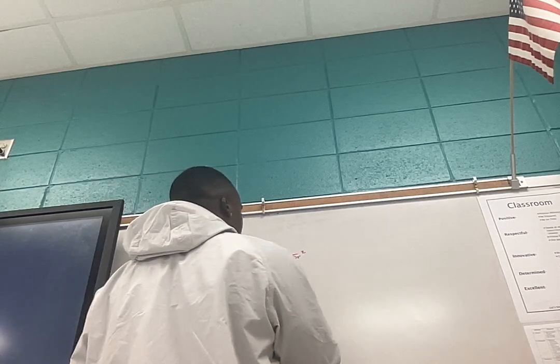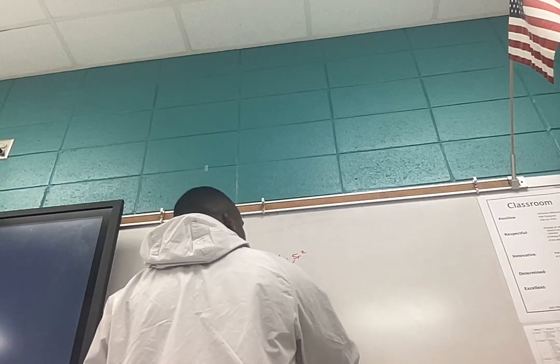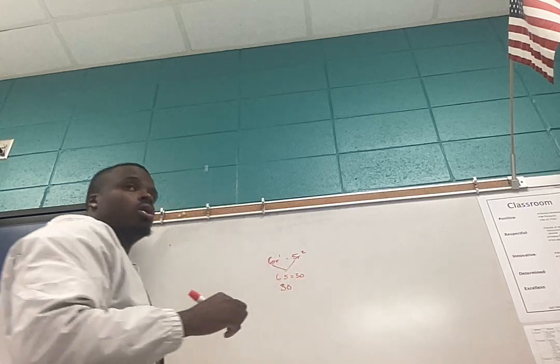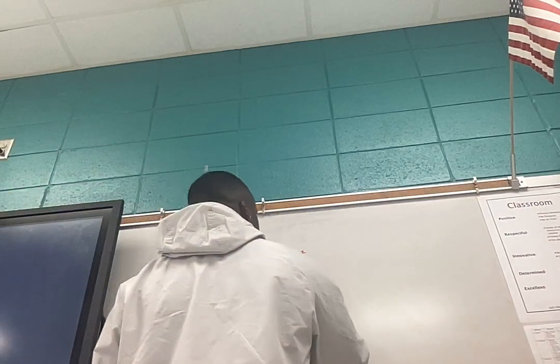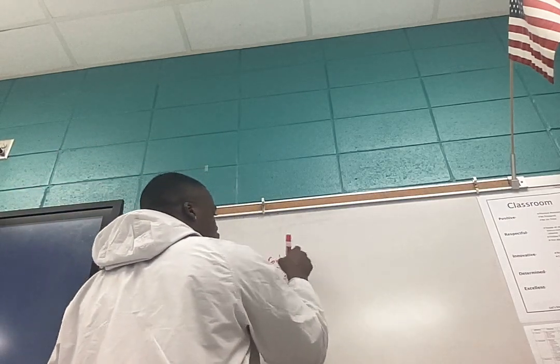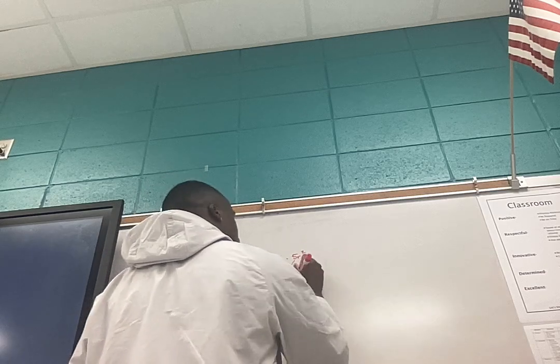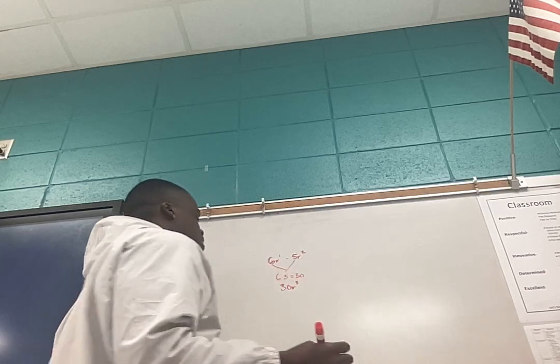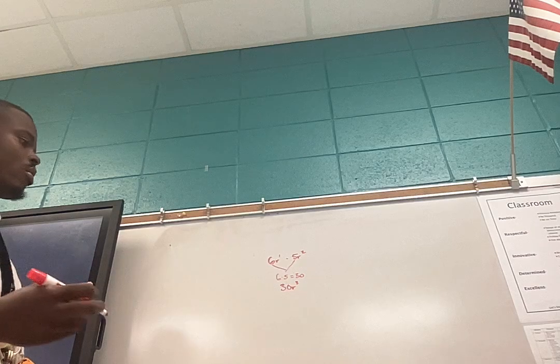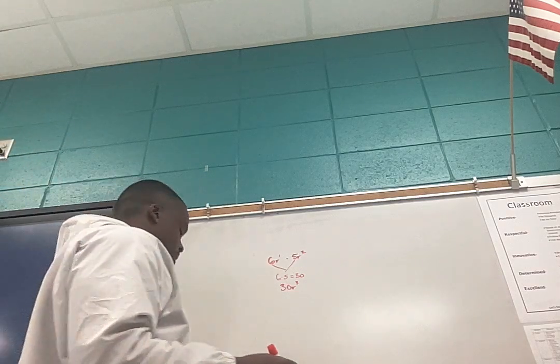We're going to break it down, right? Bring the 30 down. 30, what happens to the r? Bring it down. So now what is it? Add 2 plus 4 equals 3. So our answer is 30r cubed. Oh, sorry.